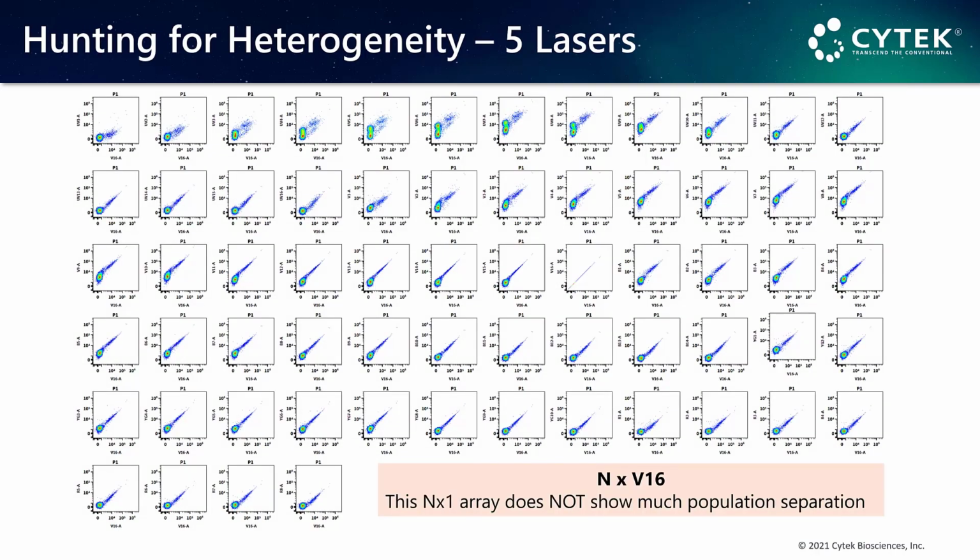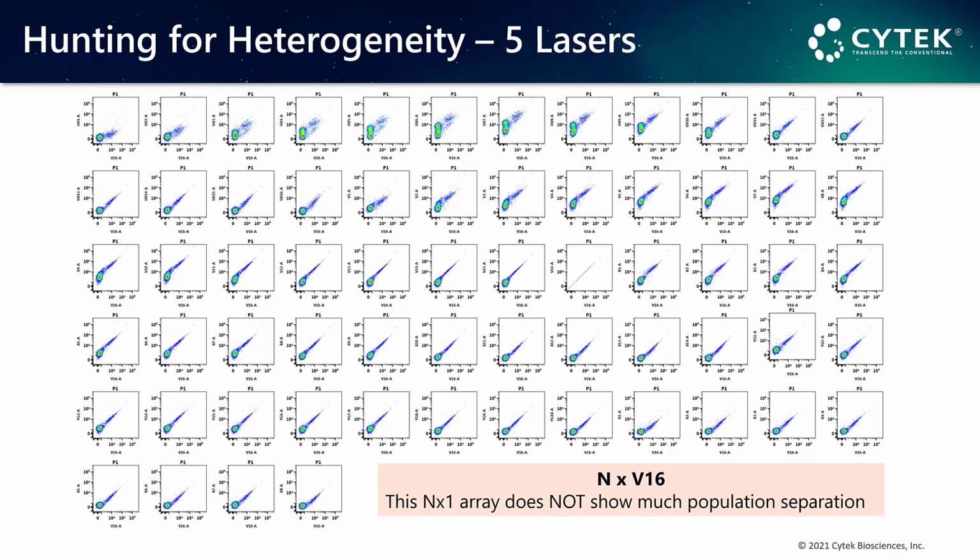This is an N/1 array of a mouse skin sample that does not show much population separation. This array shows violet 16 on the x-axis against all the other channels on the y-axis. The majority of plots show a diagonal streak from which we cannot distinguish unique cell clusters. Only those plots in the first row where the UV detectors are shown are providing any cluster separation.